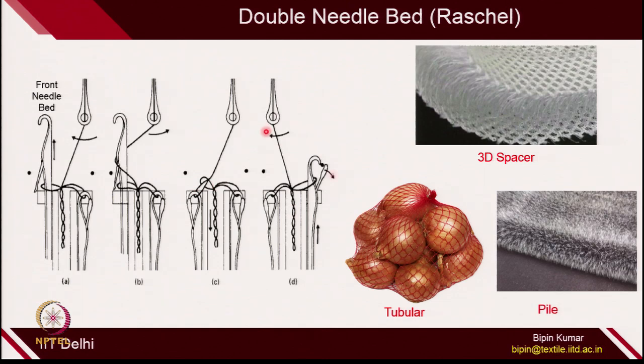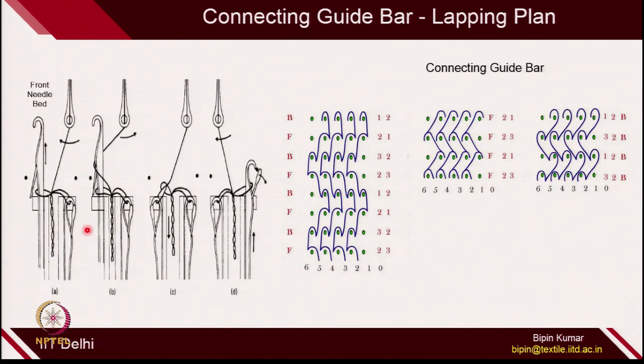So, let us see how a double bed structure is created. In double bed structures naturally there are 2 beds and multiple guide bars. Now the onus is on the guide bar to switch from one bed to the other bed. If you see this guide, first it is making loops with the front bed. After making loops with the front bed, it is moving to the back bed. When it is making loops with the back bed, the front is resting. When it is making loops with the front bed, the back bed needles are resting.